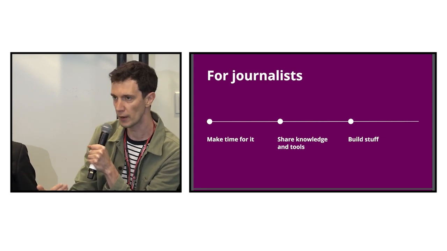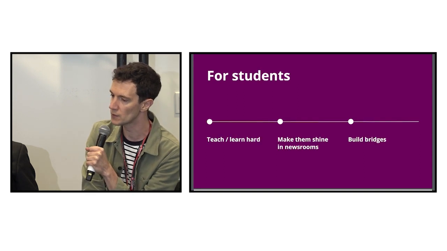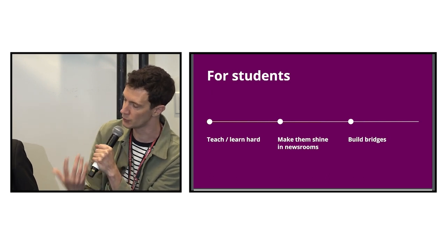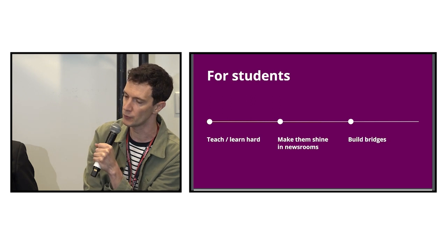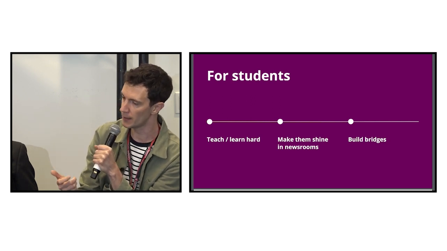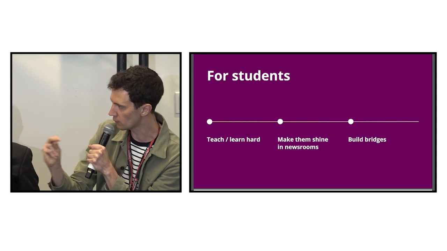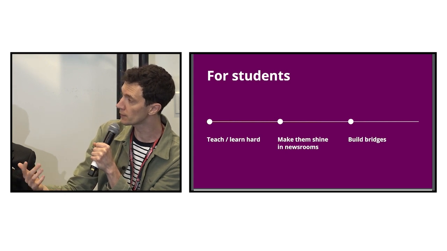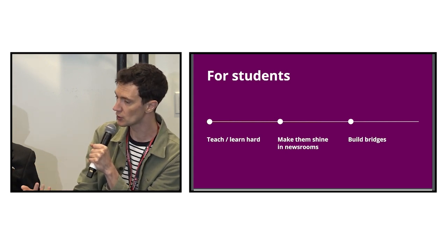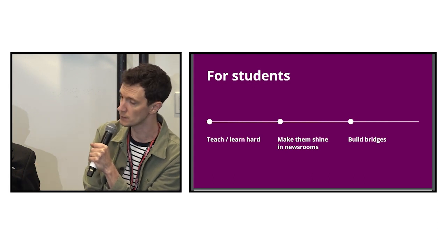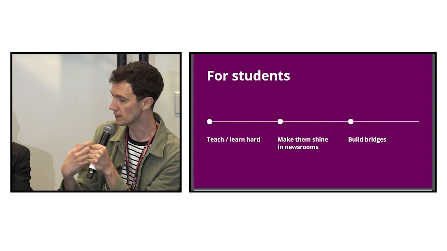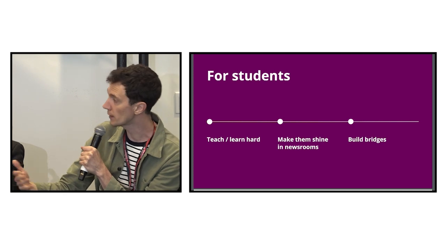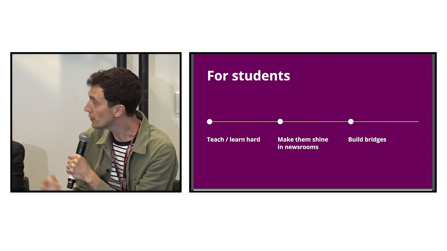So build stuff, try things, and we will make a lot of interesting things. And for our students, it's a little bit different, but as educators, we have an important role to play in teaching them hard what AI is, and it's ingrained in every aspect of the course. It's not just one course at the beginning of the session. And help them shine in newsrooms, because they will be equipped with fresh knowledge that newsrooms need and lack. So the main aspect for an educator is to build bridges between students and newsrooms, to help them build better journalism with AI.